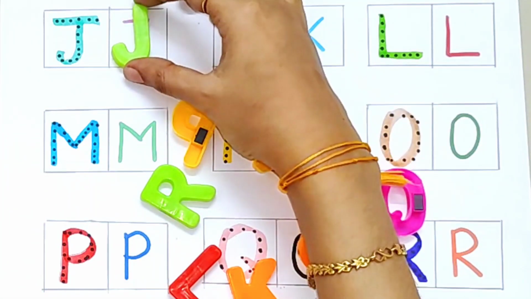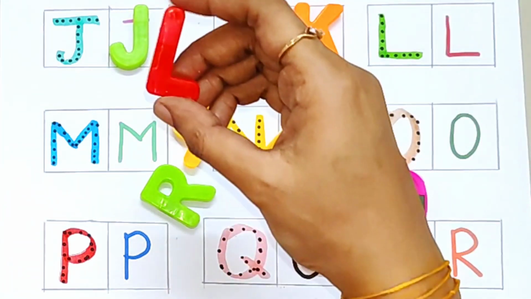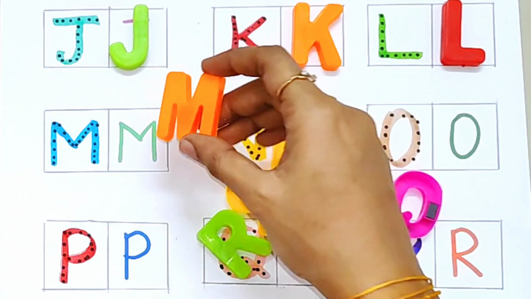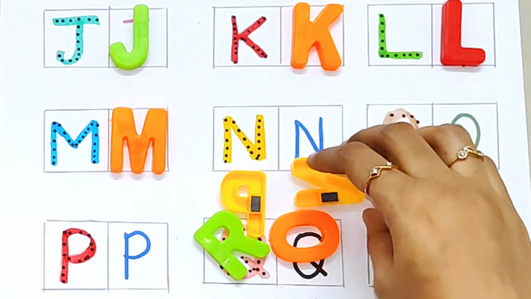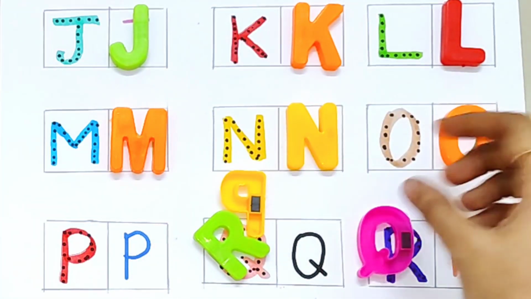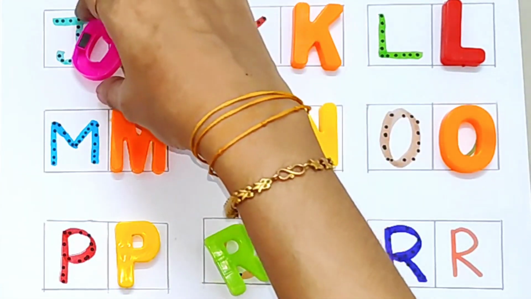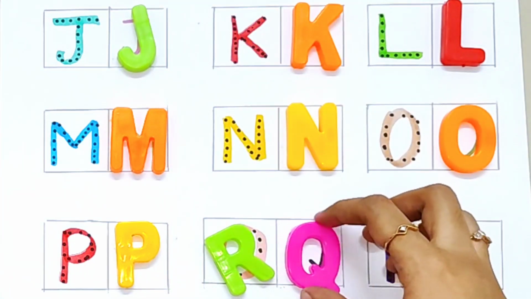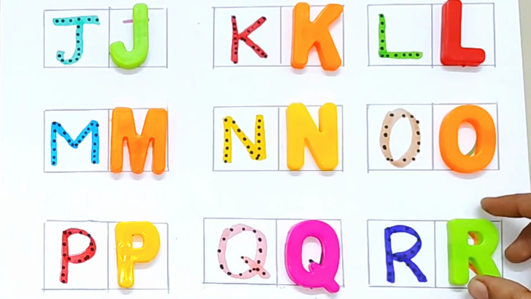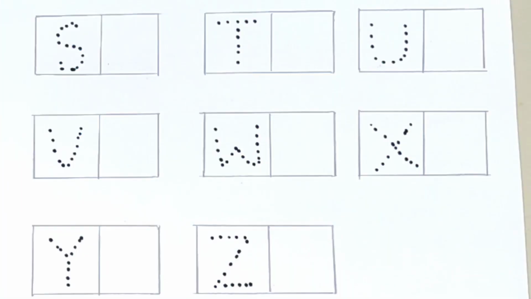J. K. Mary had a little lamb, little lamb. Mary had a little lamb, its fleece was white as snow. And everywhere that Mary went, Mary went, Mary went, and everywhere that Mary went, the lamb was sure to go. Q. R. school one day, school one day. It followed her to school one day, which was against the rules.